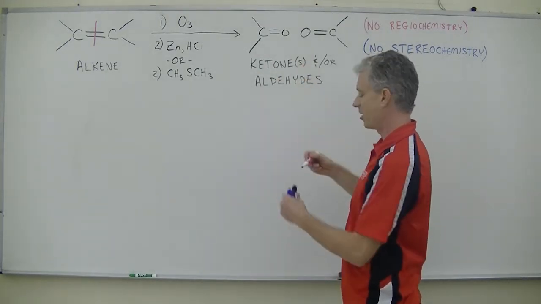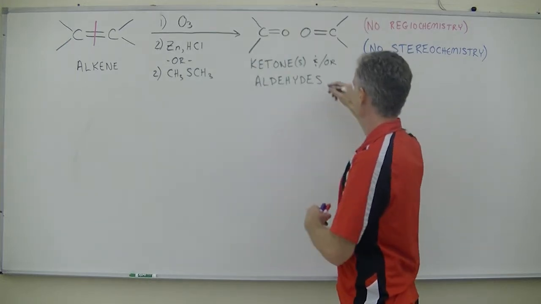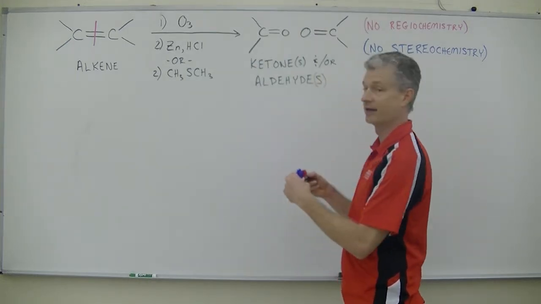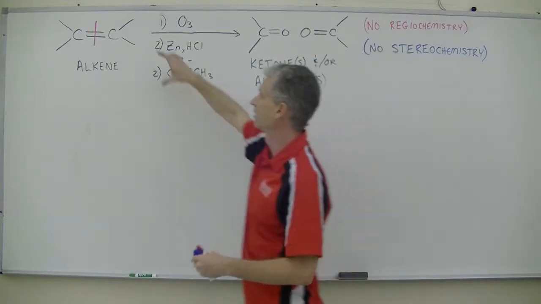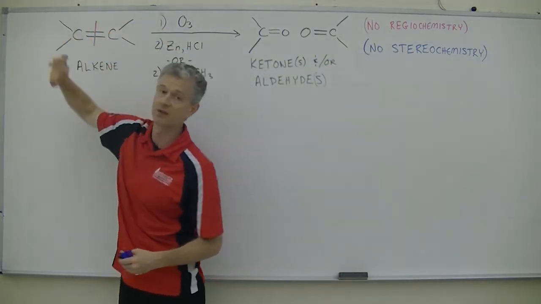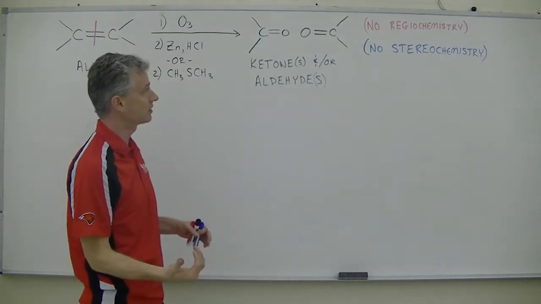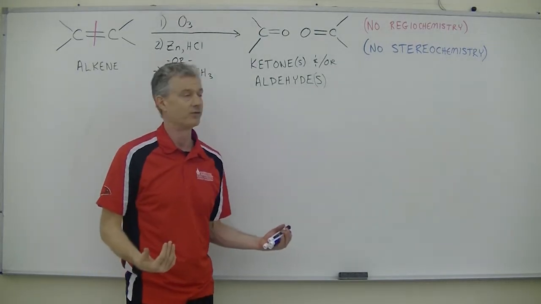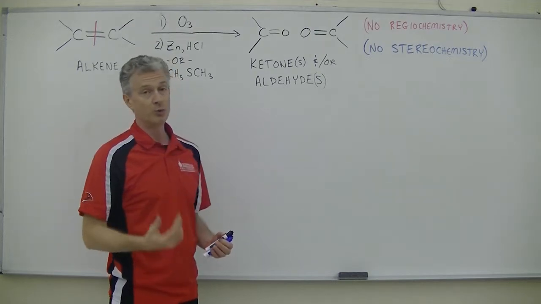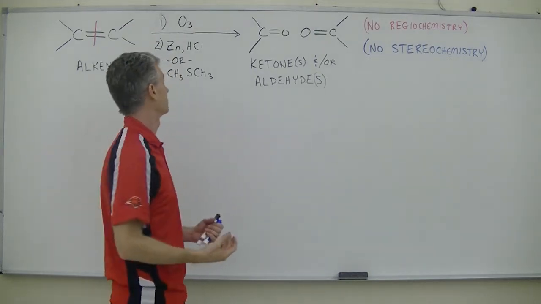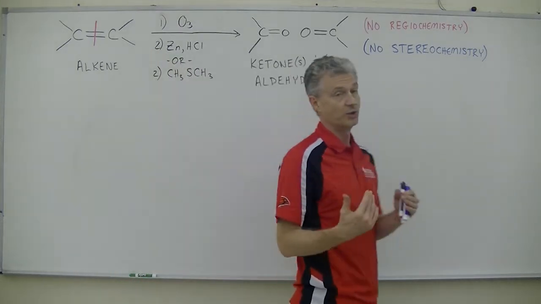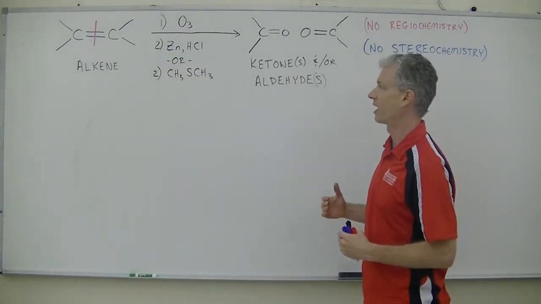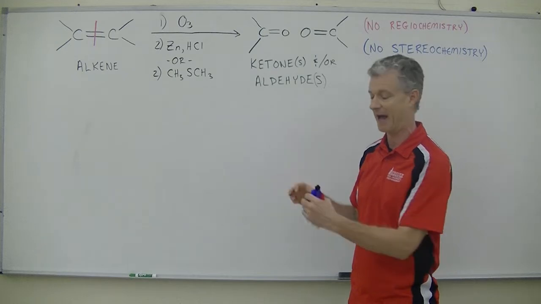That forms a combination of ketone and/or aldehyde functional groups, the C double bond O. Depending on the identity of the substituents here and here, it may be a combination of two ketones, two aldehydes, or one of each. This reaction has no regiochemistry or stereospecificity since we're not doing an addition reaction, but rather chopping that bond in half.